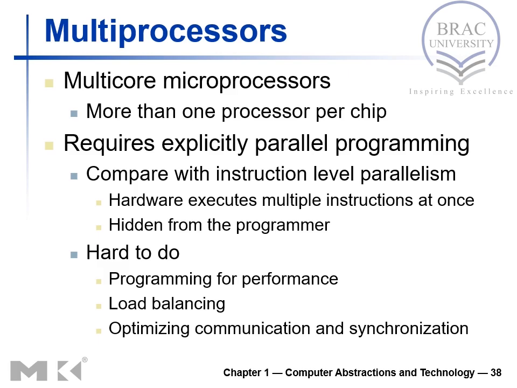Hard to do. What is hard to do? Programming for performance, load balancing, and optimizing communication and synchronization. Programming for performance means we need to consider the number of cores and how we would like to program for multiple cores. Then load balancing: all the cores should be utilized most of the time. Then optimizing communication and synchronization: when a core needs to communicate or has a dependency, these are the things that are really hard.